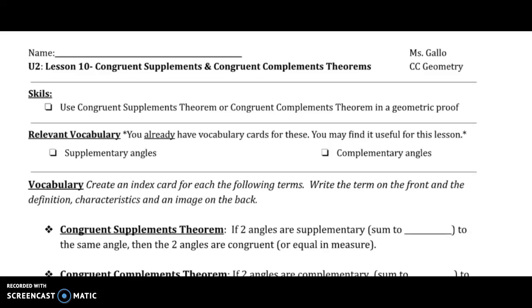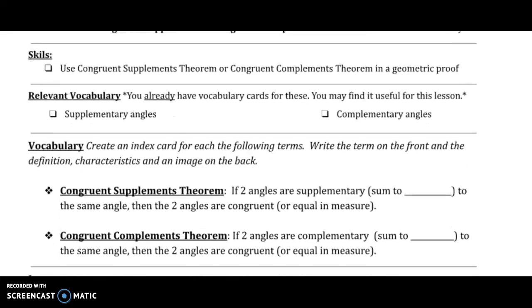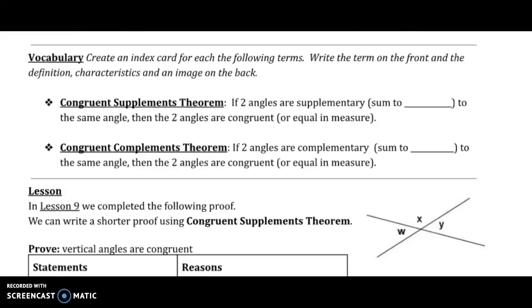This is Unit 2, Lesson 10, and this is our final lesson for this unit. We will be applying congruent supplements and congruent complements theorems separately. So if you don't remember, please identify your vocabulary cards for supplementary angles and complementary angles, as you will need to know what those are for this lesson.